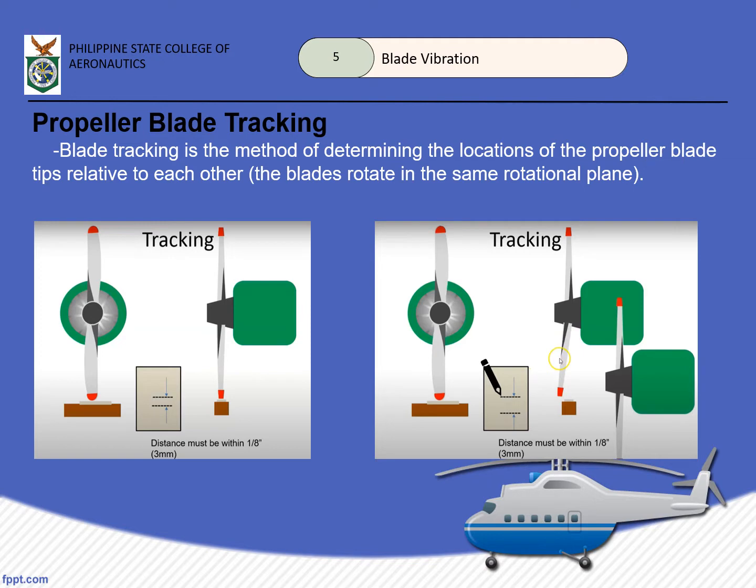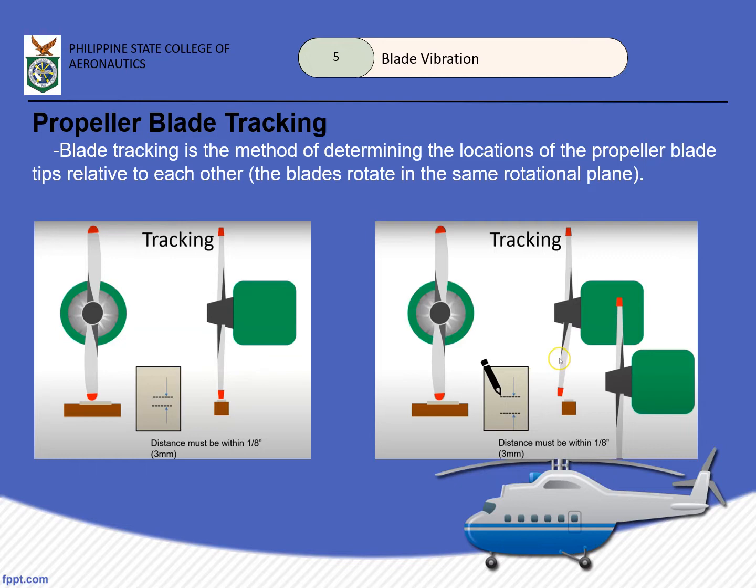Let's say one of our blades is distorted. So, what would that give us? That would give us a distance that exceeds our limit, which is, again, an eighth of an inch. So, 1/8 of an inch. But an exceeding distance doesn't necessarily mean that the blades are distorted right away. It could also be because the propeller is not mounted properly on our engine.